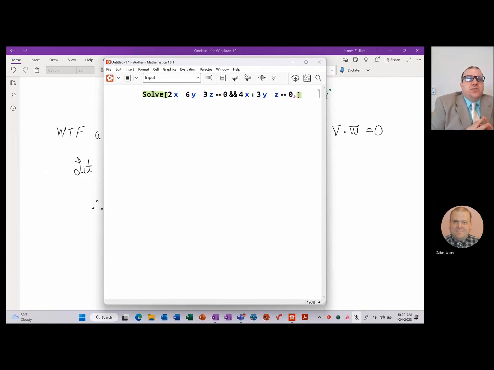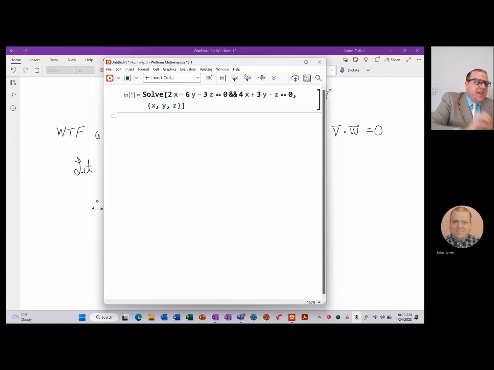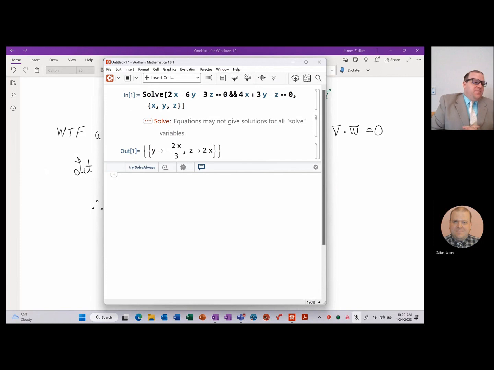now you need to tell it what we are solving for. So this is going to have to go in braces. Solving for x, y, and z. Now just hit Shift Enter to execute. It's going to say equations may not give solutions for all solved variables because you have more unknowns than equations. So they tell us y is negative 2x over 3, z is 2x. That means x is a free variable.